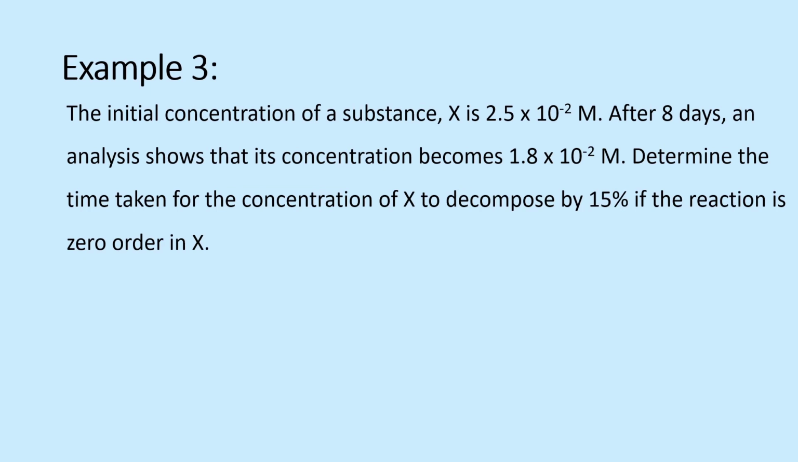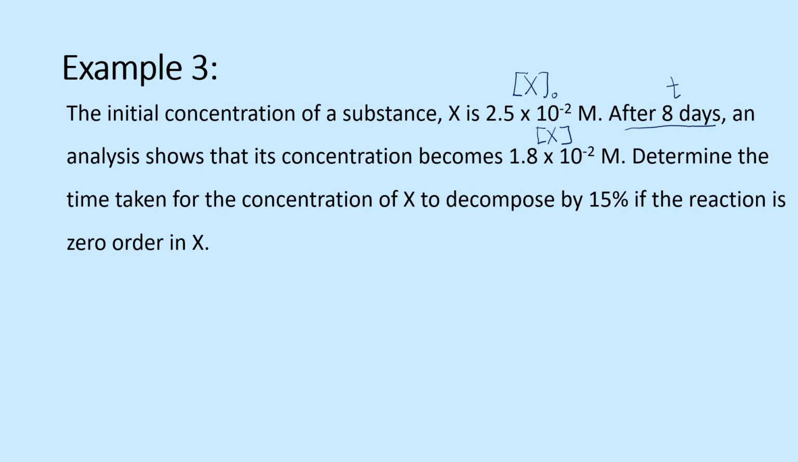Example 3 is slightly different from example 2 and example 1. So this question actually consists of 2 parts. And in the first part of the question, we are given the initial concentration of the reagent X, the time, and also the remaining concentration of the reagent X. So it means that the first part of the question involves the integrated rate law equation because it involves time. And we are looking for the rate constant for the first part of the question.